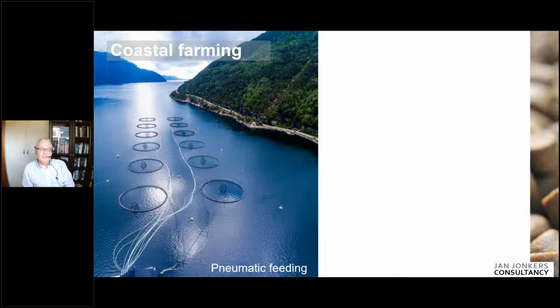Another example here is coastal farming. This is quite common, for example, in salmon farming across the world. In this type of farming, often pneumatic feeding is being used. You see these white lines in the water, those are the feeding tubes, and the distance of these feeding tubes can be quite long. I've seen them up to 1,000 meters, and there are even systems up to 1,400 meters. And the feed is really shot through these feeding pipes with compressed air.